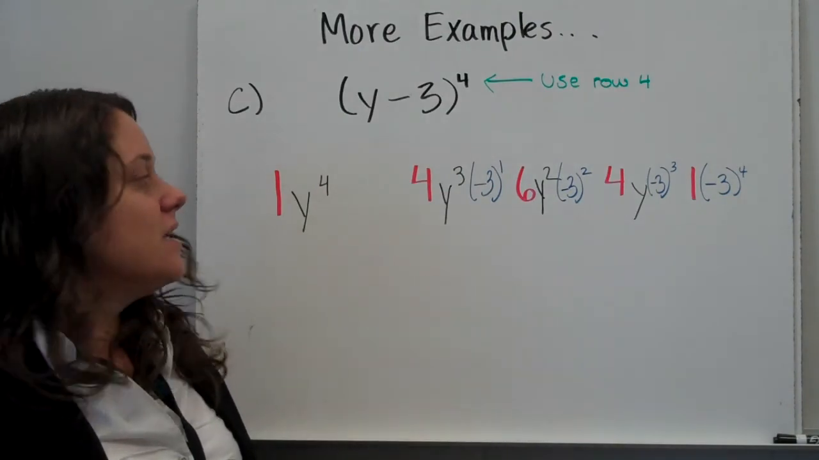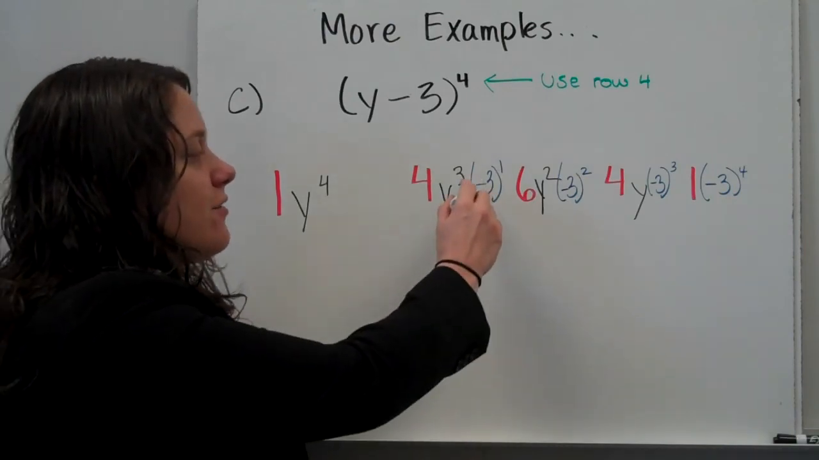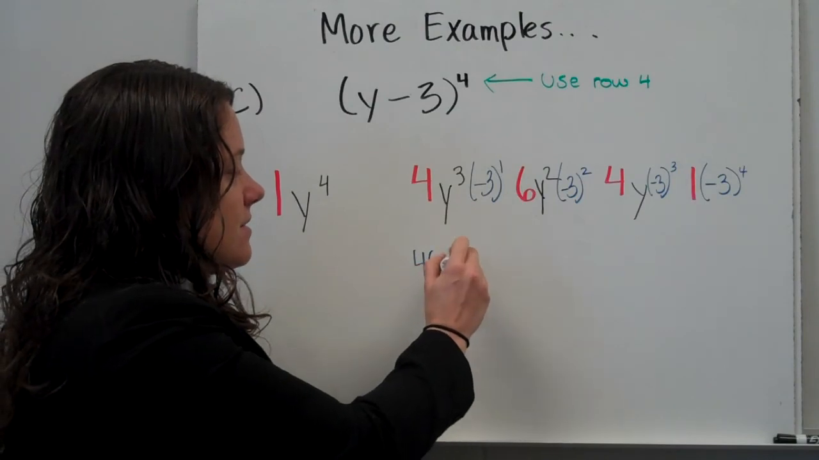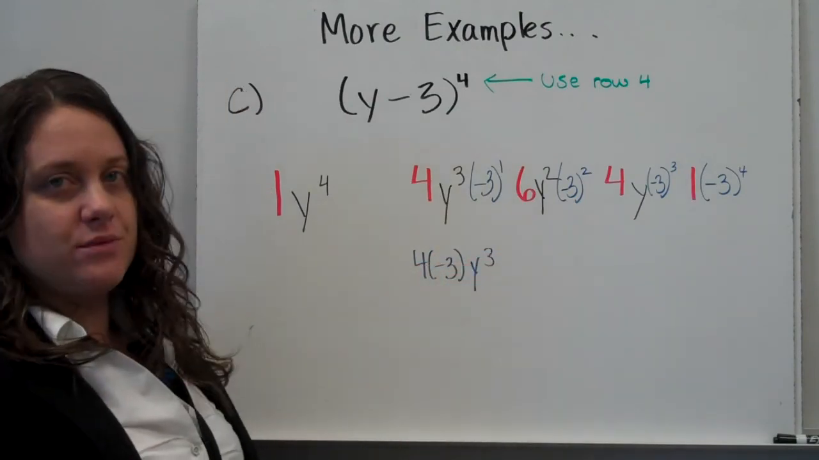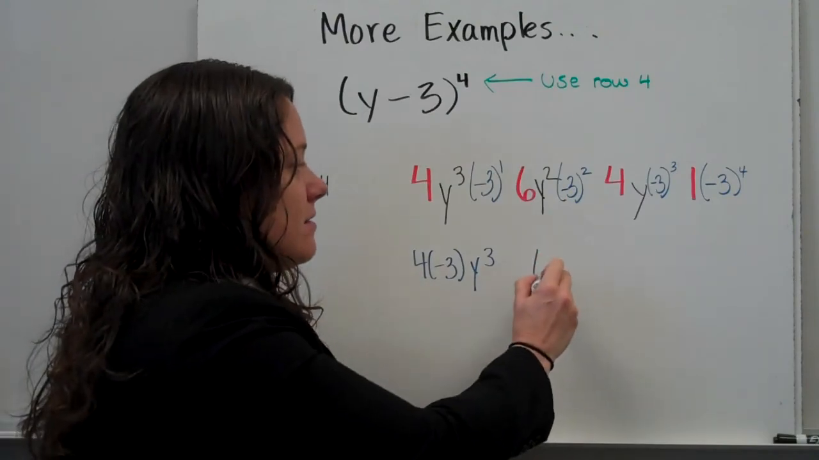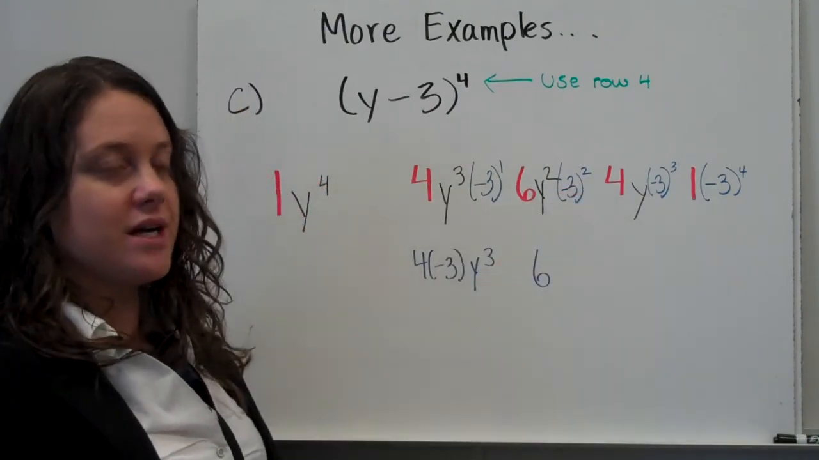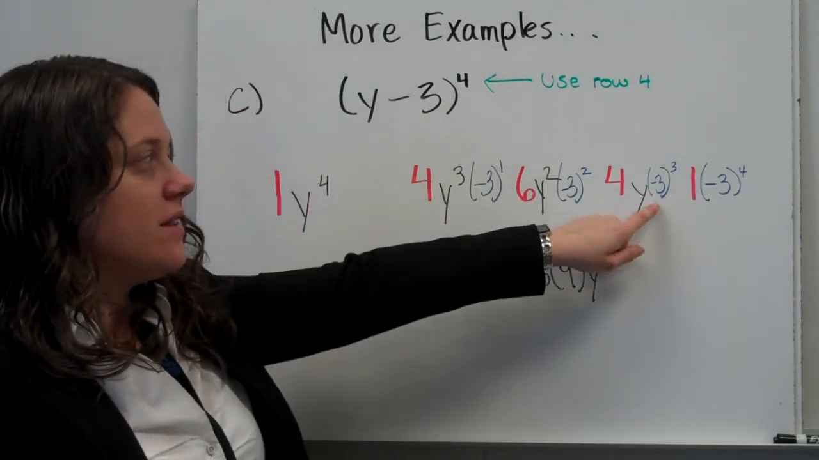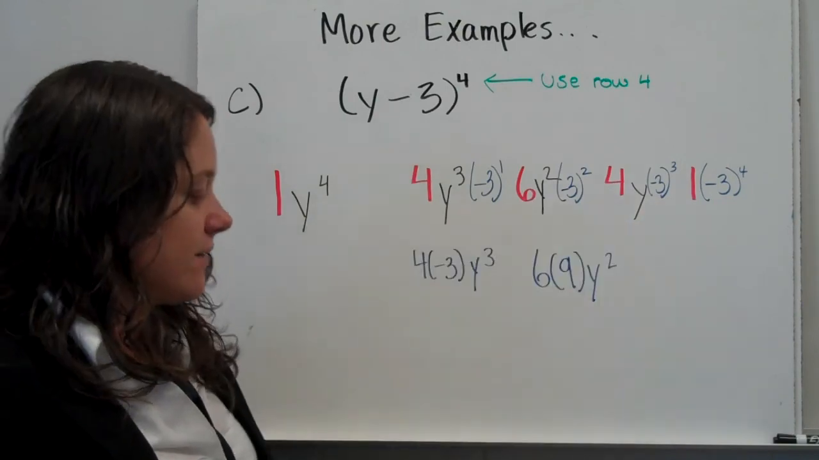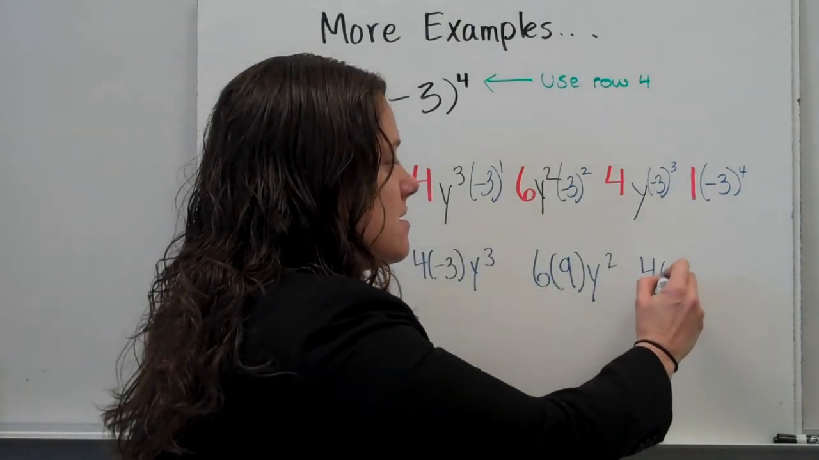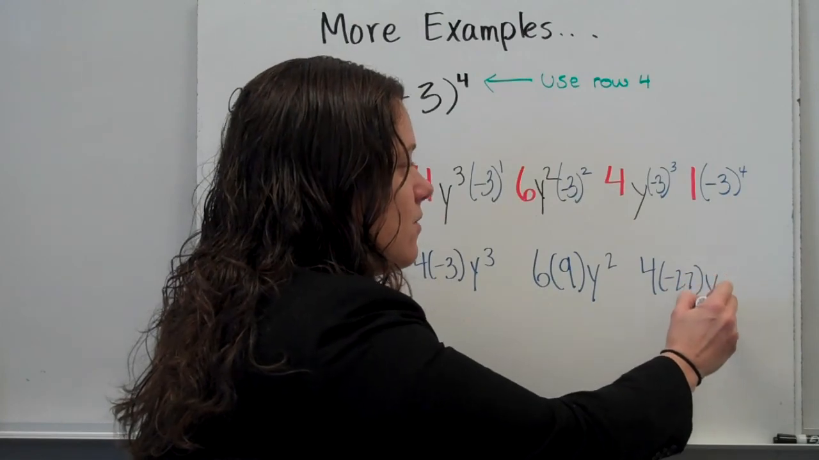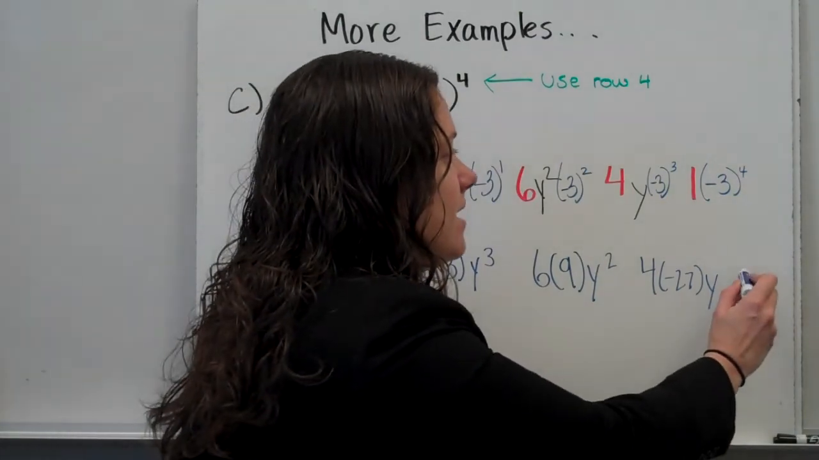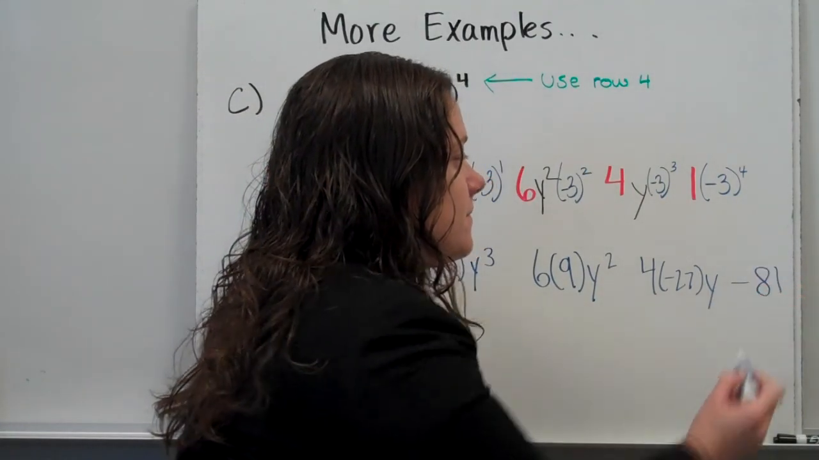Okay, so now what I'm going to do is simplify. So negative 3 to the 1st power is just negative 3. So I'm going to have 4 times negative 3 and y cubed. Okay, so I'm going to put my 6 down here, and I have negative 3 squared, so that's actually 9, and then y squared. And then here, negative 3 to the third is negative 27. So I'm going to have 4 times negative 27 y. And then here, negative 3 to the fourth is actually 81. So I'm going to have minus 81.